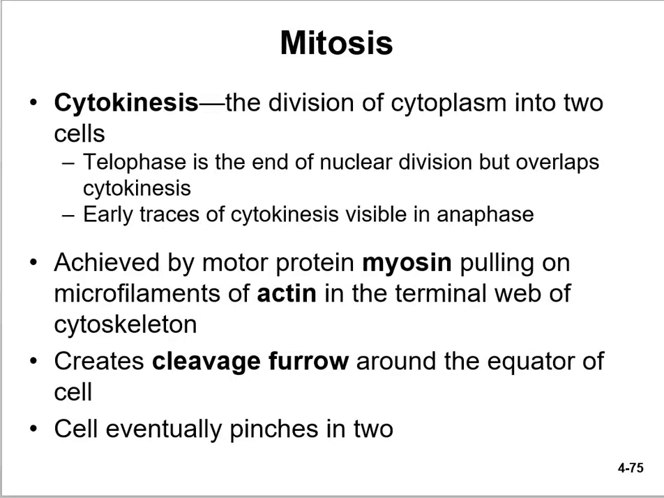Again, cytokinesis is the division of the cytoplasm. This is achieved by our motor proteins, myosin and actin. This creates a cleavage furrow, and the cell will eventually pinch in two.